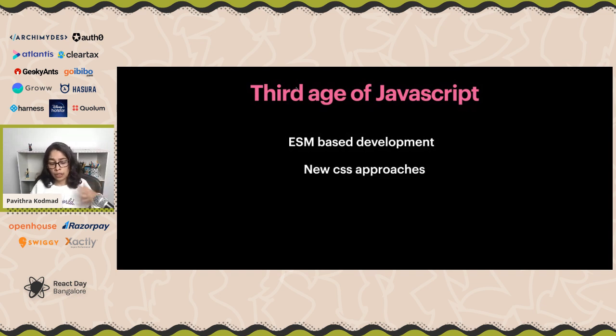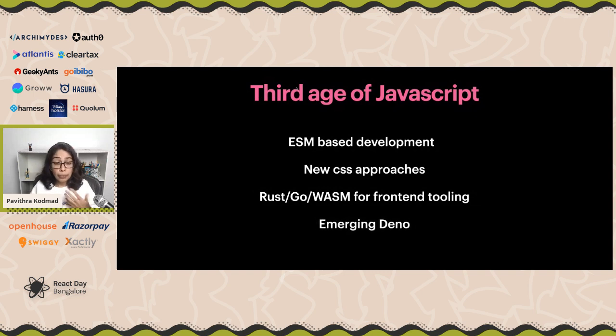of new CSS approaches like Tailwind or Windi, and using Rust, Go, or Wasm for front-end tooling, and the emergence of Deno, which you can't discount. Deno is moving fast, and I even saw a Next.js-like framework built on top of Deno, which is a whole new ecosystem. All of this has been dubbed the third age of JavaScript. The first age was before Node, the second age was Node and whatever came with it, and now we are entering a third age.